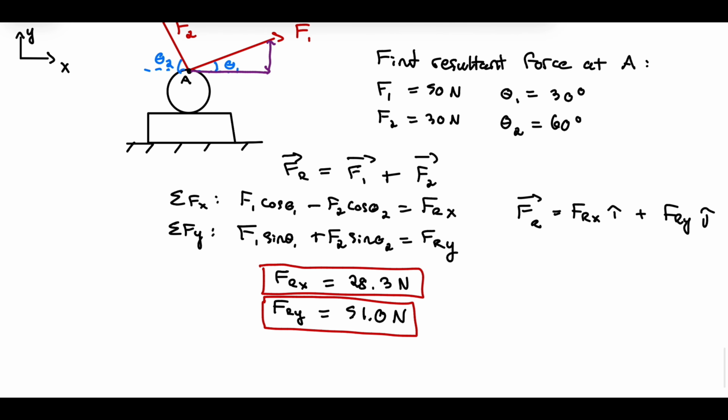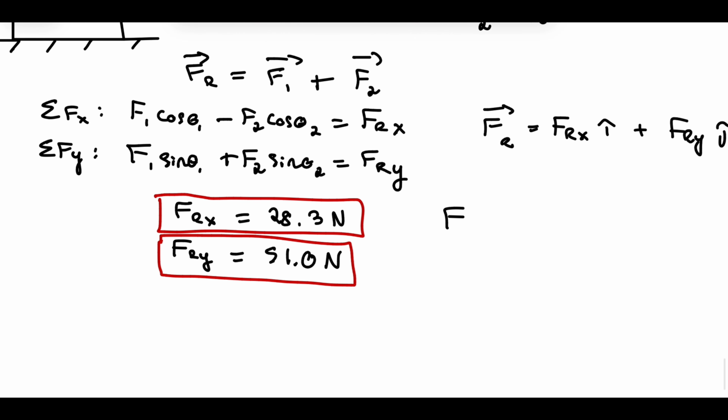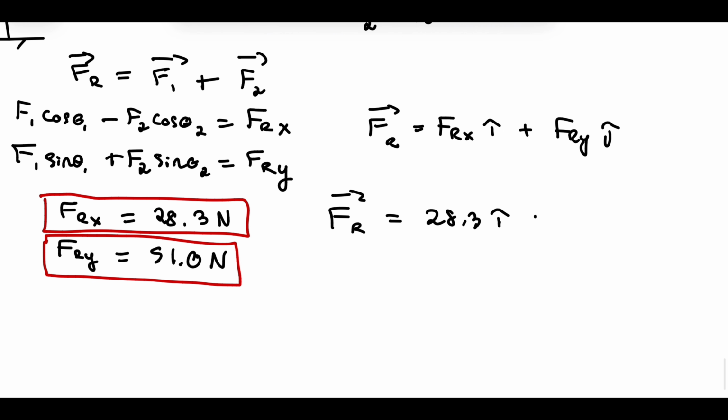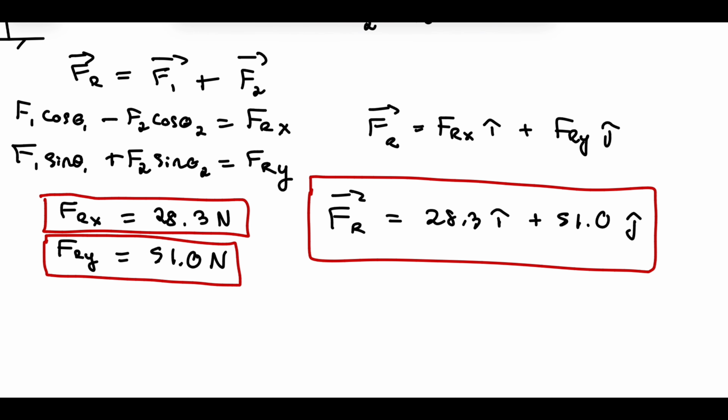So the resultant force then is just going to be these scalars in a vector form. So it's going to be 28.3 in the I hat direction plus 51.0 in the j hat direction. So this is our final answer for the resultant force in vector notation.